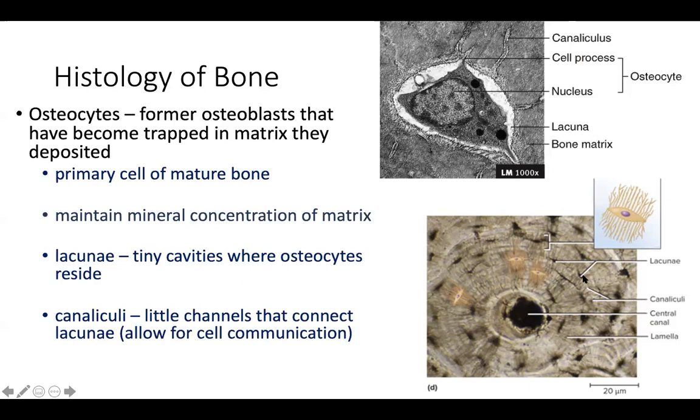So for you guys, these are the lacunae, and then the canaliculi are these tiny lines basically running between the lacunae. All right.